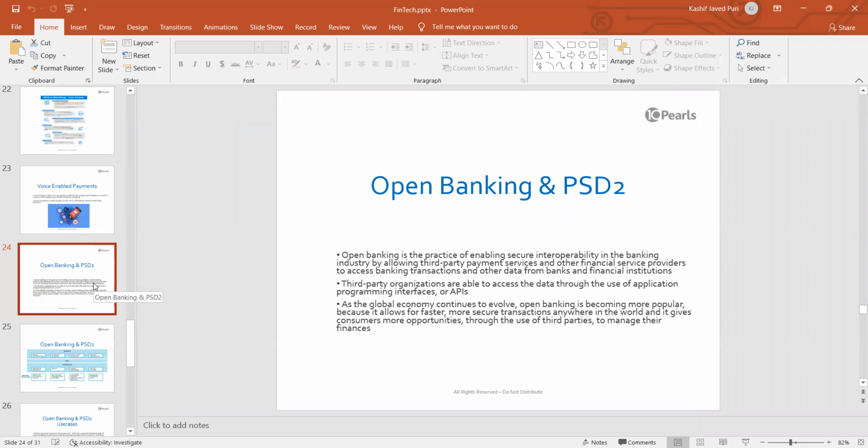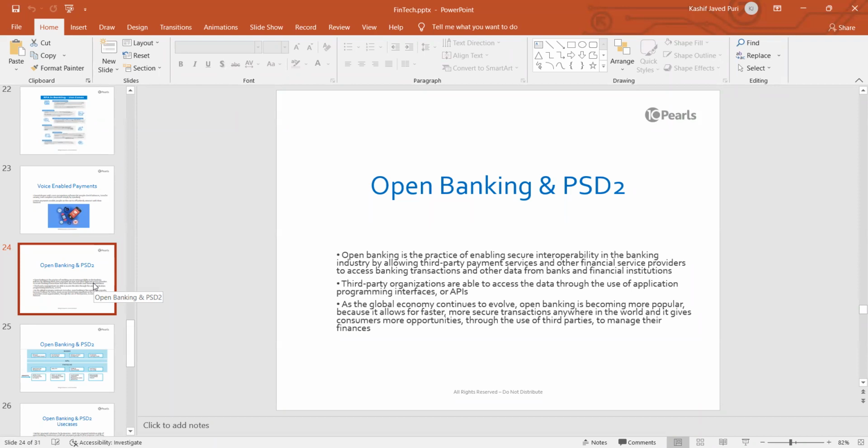The reason is that if there is a third-party company in the market providing payment services or loan services, then they can easily access data for their customers from banks via the API. They can see their credit history, and based on that they can decide whether we have to sanction a loan for this person or not.